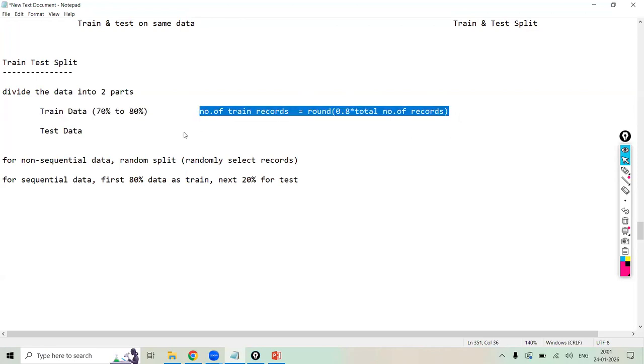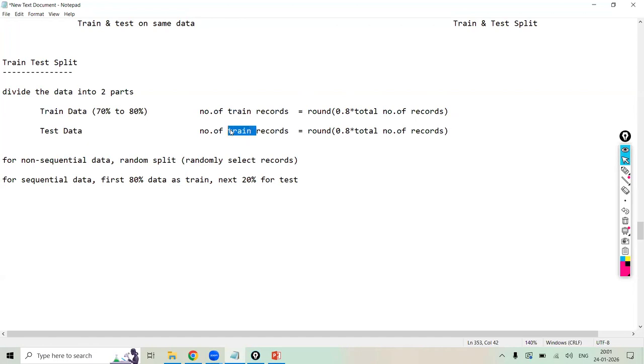Similarly, number of test records is equal to round of 0.2 into the number of records. So 80% for train and 20% for test. Right? Here it is treated randomly, randomly selecting the data.